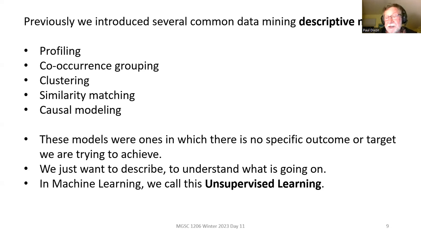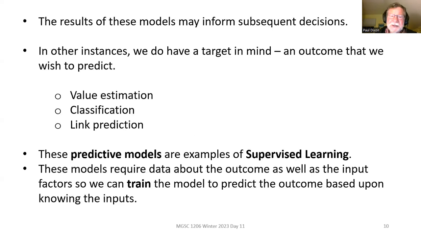Sometimes I'm just trying to match similarities between individuals, and sometimes I'm trying to explain what's going on. So these are descriptive things. I'm not making a prediction of the future. They just describe what's happening. And in machine learning, they call it unsupervised learning. You're not controlling, in a sense, the learning process. On the other hand, there are ones that are supervised learning.